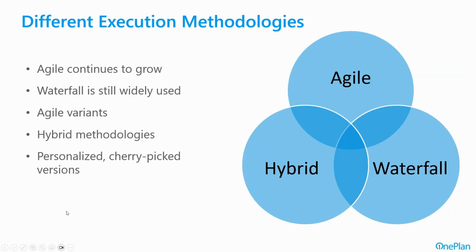Now, different execution methodologies are in the mix. So we've been talking so far about Azure DevOps and maybe using a predominantly agile approach in Azure DevOps. And Agile continues to grow. People are trying to get more responsive. They're trying to get quicker to deliver. And that still is continuing to grow, though it's very pervasive, at least in parts of most organizations. But waterfall is still widely used for a variety of different types of work or different types of projects that lend themselves more to that. Now, there's a bunch of agile variants of things like that. There's hybrid methodologies that use a combination of waterfall and agile. And then often people are using personalized cherry-picked versions of these things. So you need flexibility in your portfolio management solution to do that.